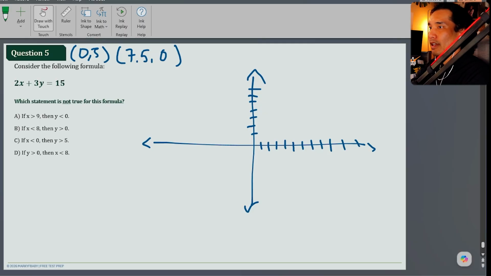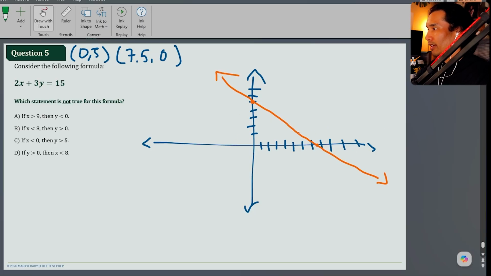Okay. And then we said 0, 5. 1, 2, 3, 4, 5 right here. And then I have 7.5, 1, 2, 3, 4, 5, 6, 7. And then 0.5 is right here. And I'm going to connect my dots. Oh, got it. Okay, perfect.